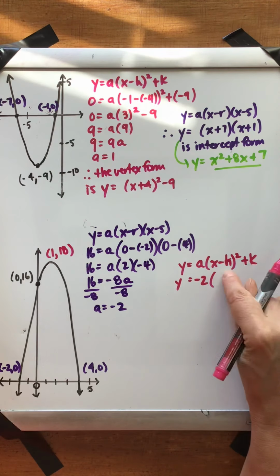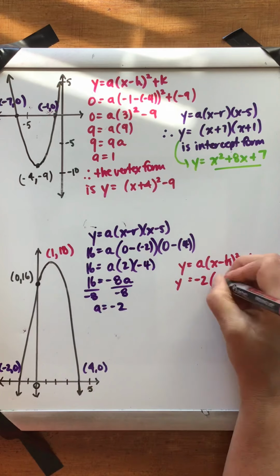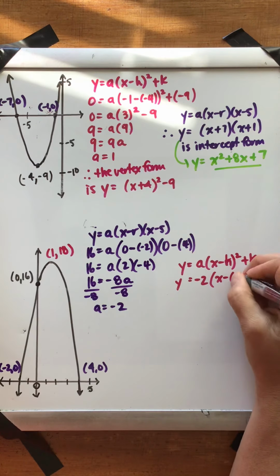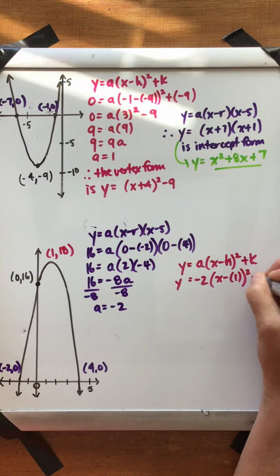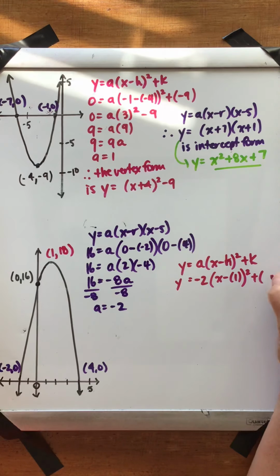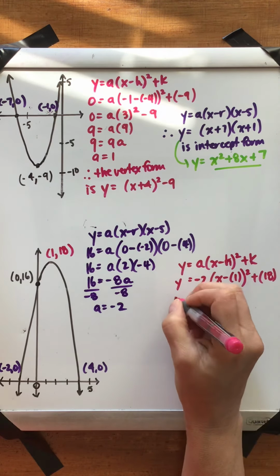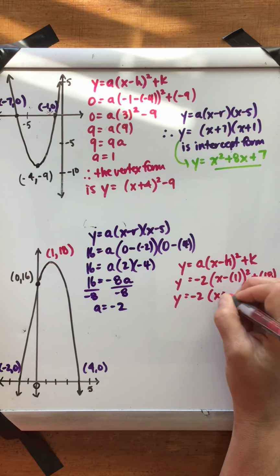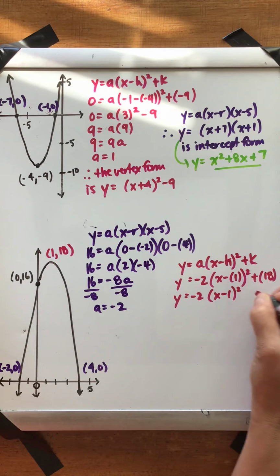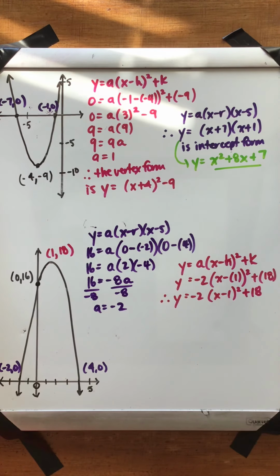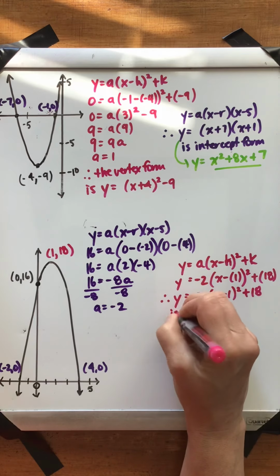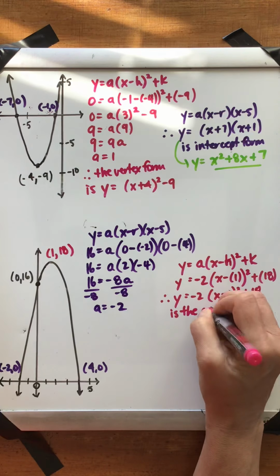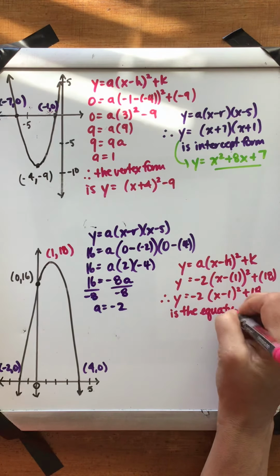And we can sub in for h because we know its value. So we can go x minus +1 plus, subbing in for k, we have plus 18. Let's simplify the signs. So it's -2 times x minus 1 quantity squared plus 18. And there is your equation in vertex form.